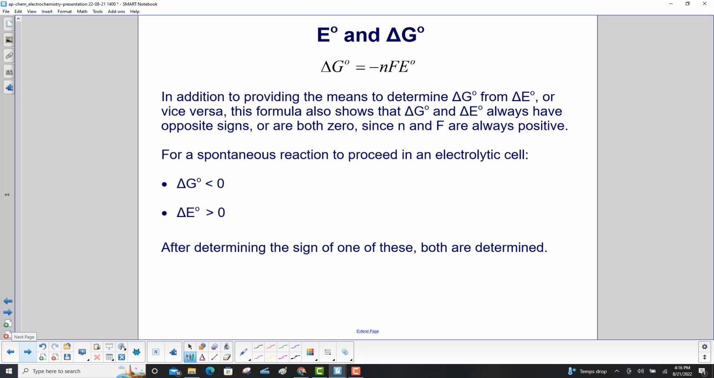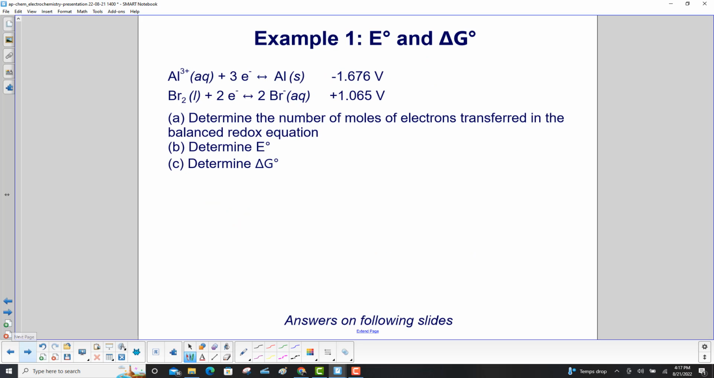In addition to providing the means to determine delta G0 from delta E0, or vice versa, the formula also shows that delta G0 and delta E0 always have opposite signs, or are both zero, since n and F are always positive. For a spontaneous reaction to proceed in an electrolytic cell, well, we've studied this, delta G0 has to be less than zero, but that means now that delta E0 has to be greater than zero. After determining the sign of one of these, you can determine both of them. You just swap the sign.